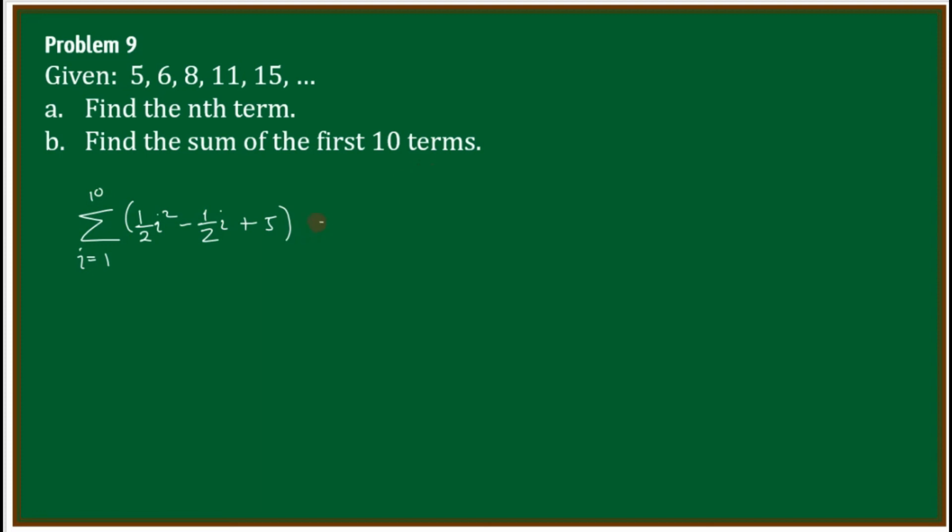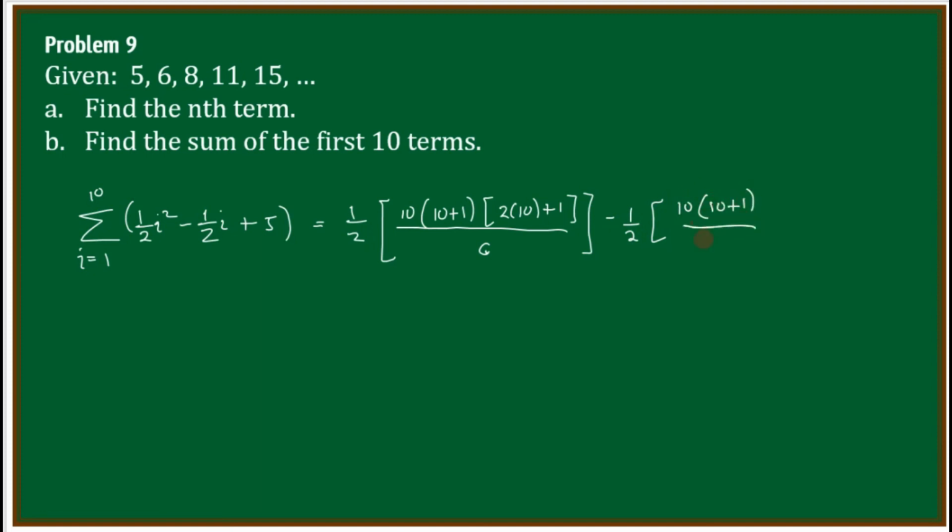So, yan, gamitin natin yung formula na pinakita ko kanina. So, kapag I squared, so ang formula doon natin is yung n times n plus 1 times 2n plus 1 over 6. So, pero ang upper limit natin ay 10. So, yun yung value ng n. So, we have 10 times 10 plus 1 times 2 times 10 plus 1 over 6. So, yan yung una. Ito yung I squared. Yun namang I lang, yun yung n times n plus 1 over 2. So, you have minus 1 half times 10 times 10 plus 1 over 2.